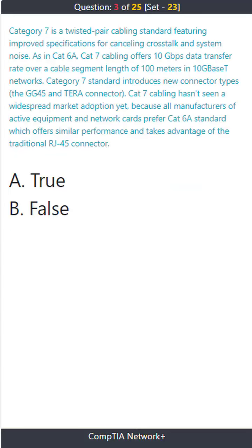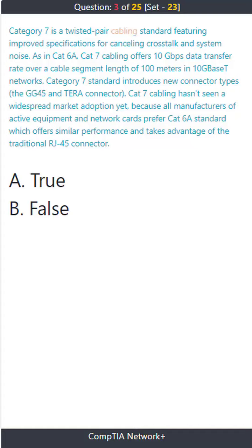Question 3. Category 7 is a twisted pair cabling standard featuring improved specifications for cancelling crosstalk and system noise. As in Cat6a, Cat7 cabling offers 10 Gbps data transfer rate over a cable segment length of 100 meters in 10G-base-T networks. Category 7 standard introduces new connector types, the GG45 and Tera connector.